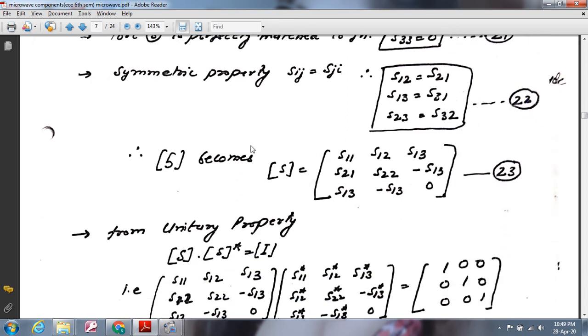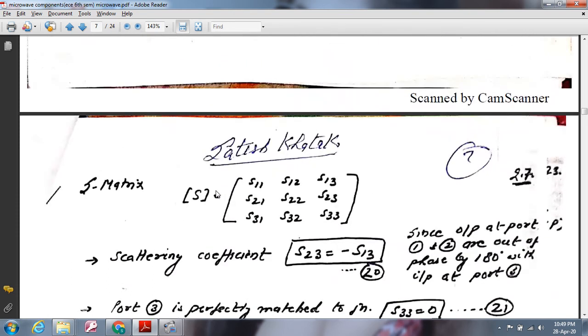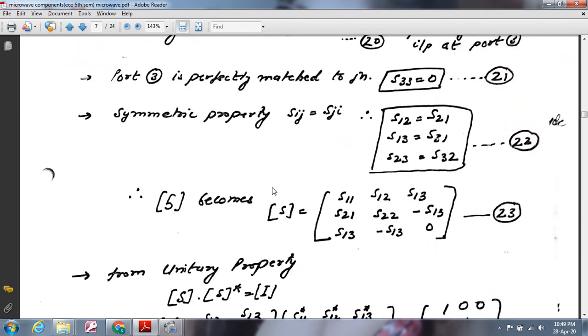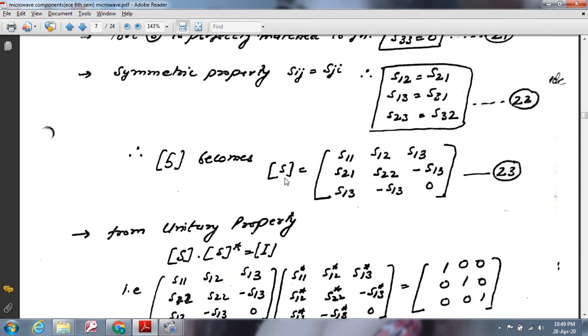Now by putting the above properties of the S matrix in the general 3 by 3 matrix, we get S equals S11, S12, S13, S21, S22, minus S13, S13, minus S13, and 0. This is equation number 23.